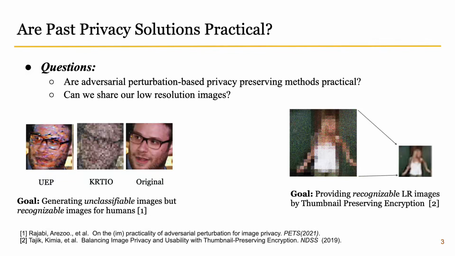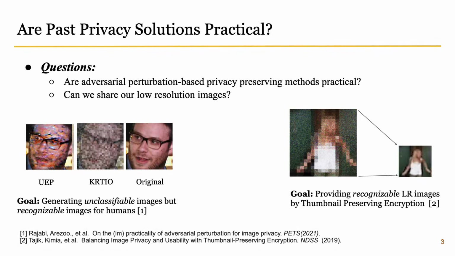SRCNNs might affect the performance or practicality of two image privacy approaches. The first approach is the perturbation-based image privacy methods like UEP and KRTIO that were published in PETS 2021, since these approaches have never taken SRCNNs into account. The other approach is thumbnail preserving encryption methods, which generate an encrypted image with an exact low resolution of its original image. There are two main questions that need to be answered.